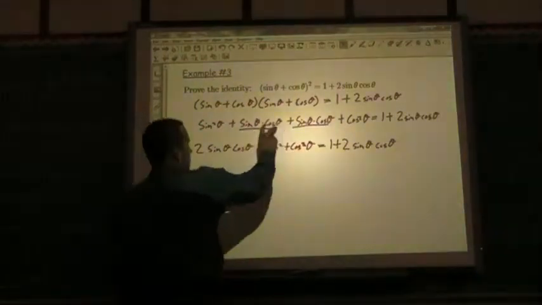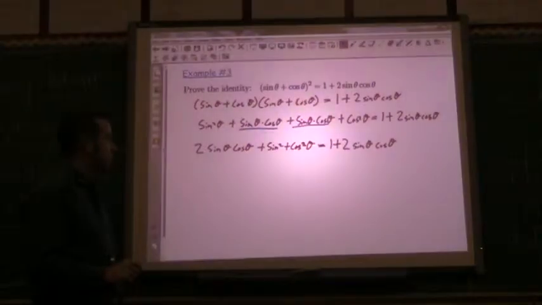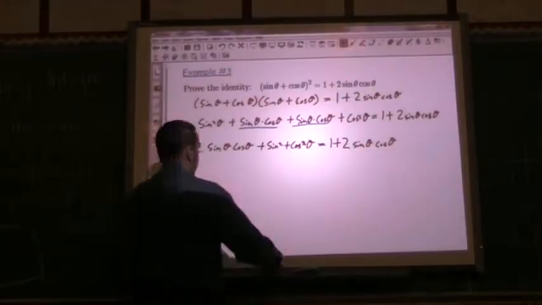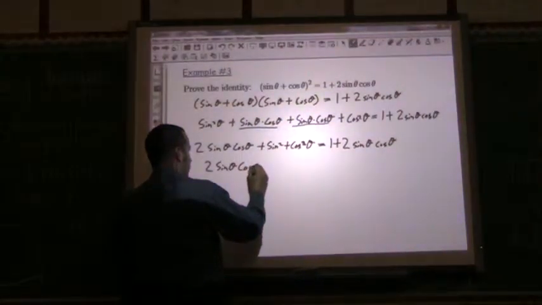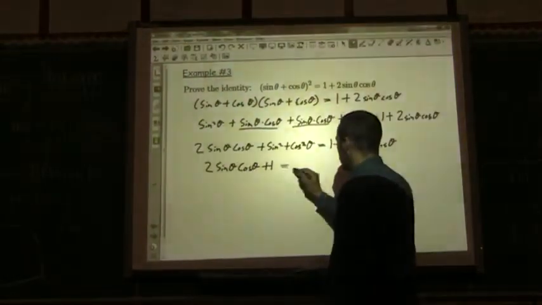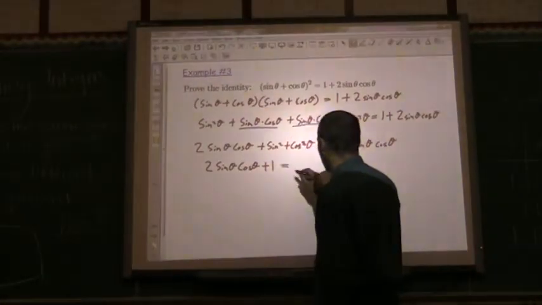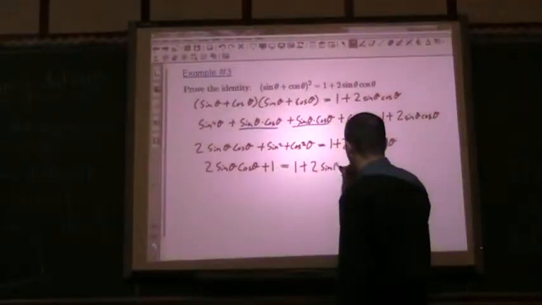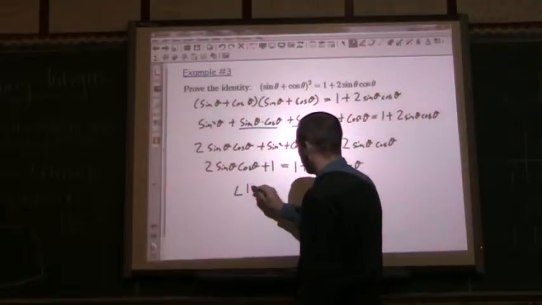And even before I did this step, you should already be noticing, okay, I've got a sine squared plus a cos squared. That's one of my trig identities. Okay, so again, I'm going to replace sine squared plus cos squared with 1. Okay, so I end up with 2 sine theta cos theta. Replace this with 1, so it's plus 1 equals, so make that a little more clear. 1 plus 2 sine theta cos theta. So now the left hand side equals my right hand side, so I've proven it.